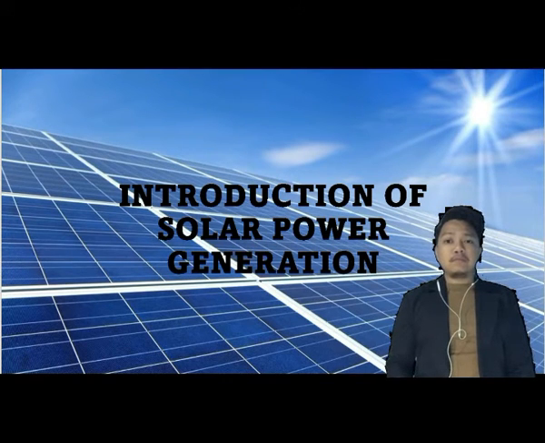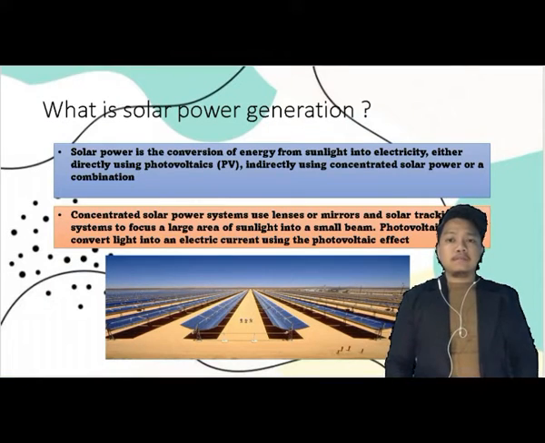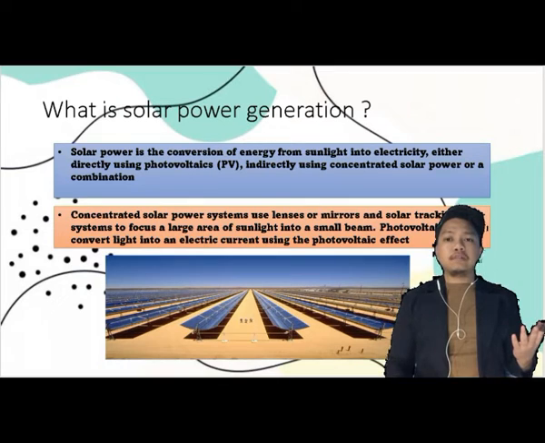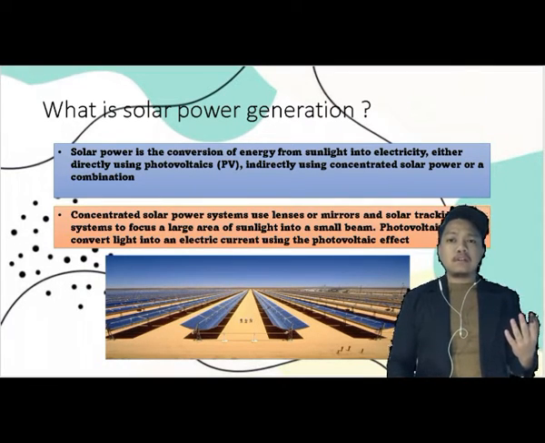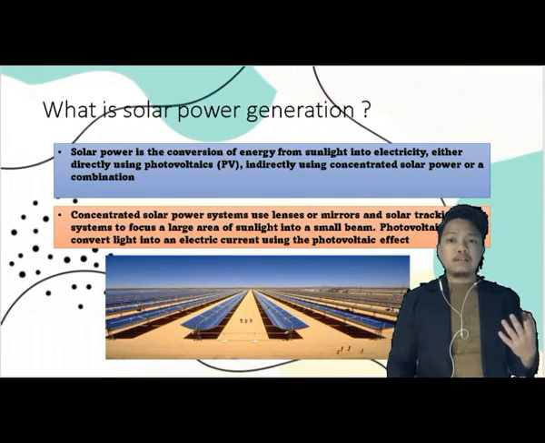I represent my group to explain about the introduction of solar power generation. What is solar power generation? Solar power is the conversion of energy from sunlight into electricity, either directly using PV or indirectly using concentrated solar power or a combination. Concentrated solar power systems use lenses or mirrors and solar tracking systems to focus a large area of sunlight into a small beam.